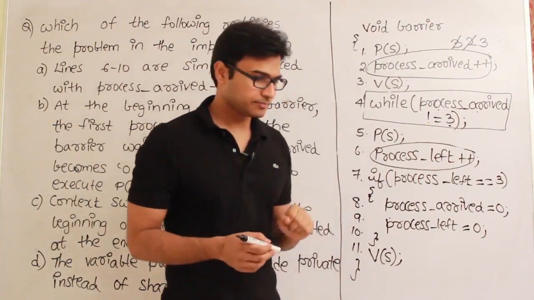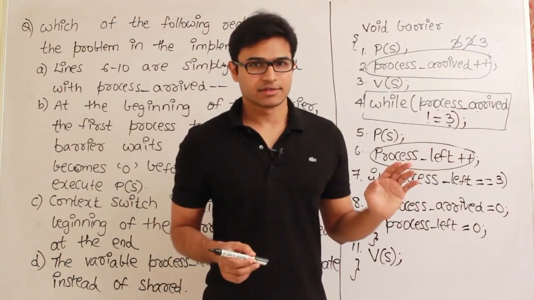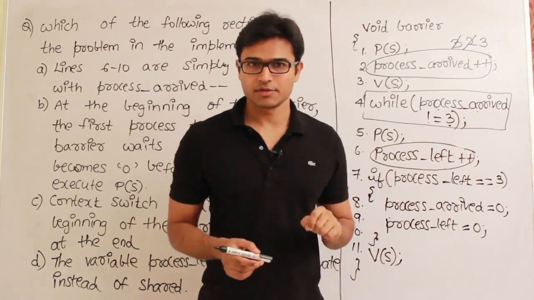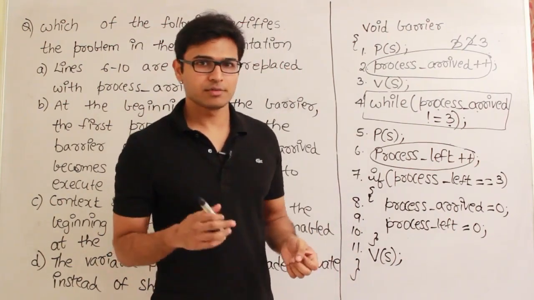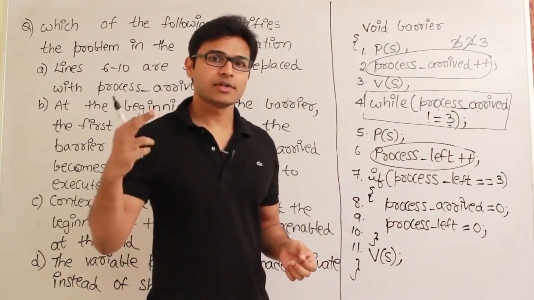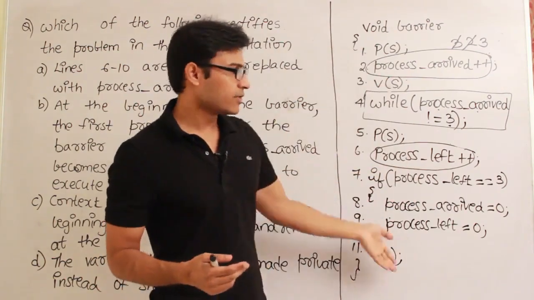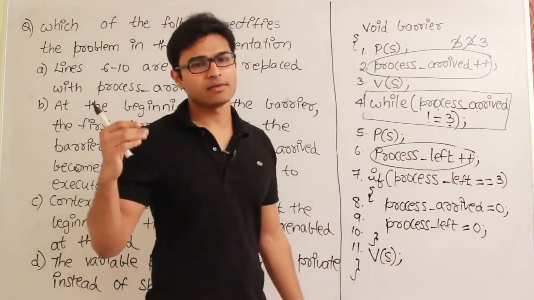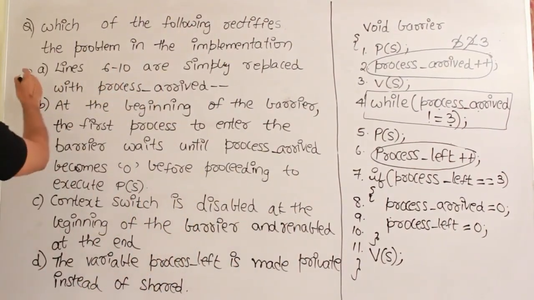The problem is simple. A process is not at all waiting for other processes because of this simple change, right? So this solution also has a problem. What is the problem? The process will not wait for the others. It will enter the barrier and leave it without letting other processes join. So the solution is definitely not the one.